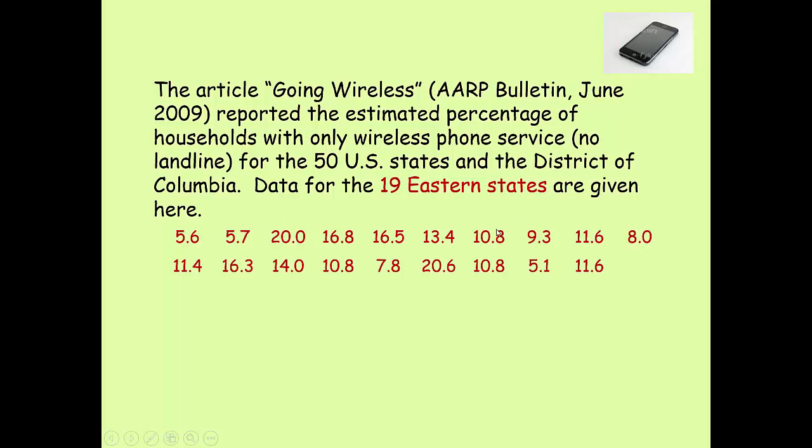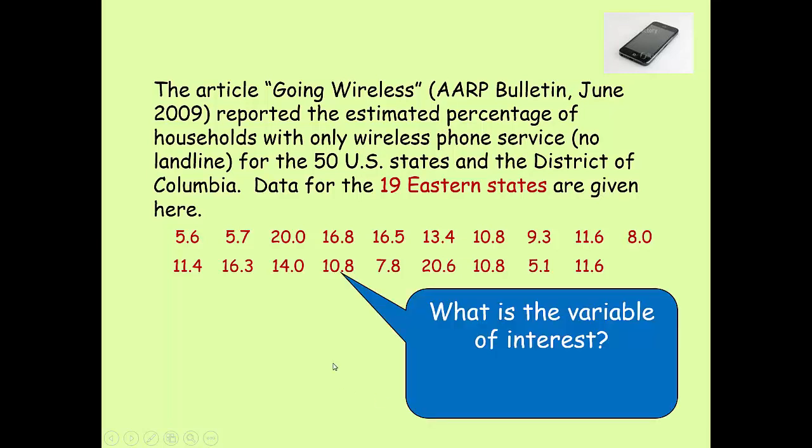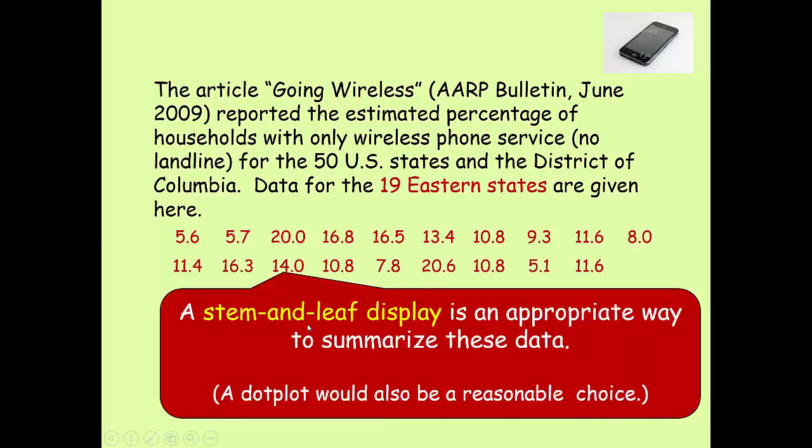All right, Going Wireless reported the estimated percentage of households with only wireless phone service for the 50 U.S. states and the District of Columbia. Here, the 19 eastern states are given. So this is the percentage of households with only wireless phone service. What's the variable of interest? The wireless percent. A stem and leaf display would be appropriate here because it's a small data set.